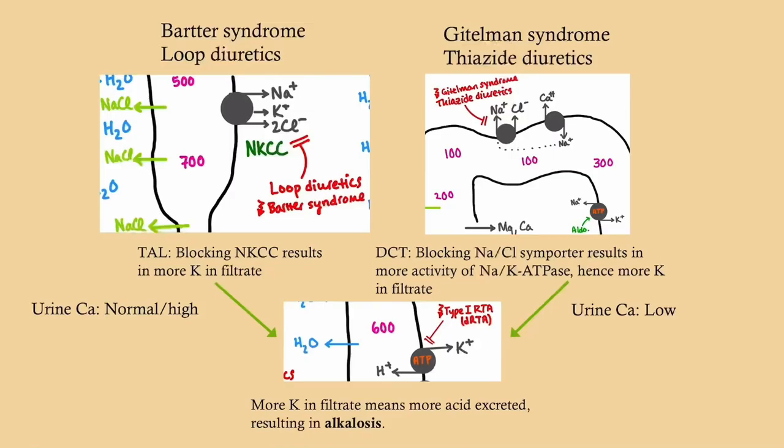So Bartter syndrome and loop diuretics are basically kind of doing the same thing. Loop diuretic is going to inhibit the channel. Bartter syndrome is due to a defective channel. We're talking about the NKCC channel here. That's going to result in more potassium in the filtrate. Remember that the NKCC channel promotes the reabsorption of potassium. As you have more potassium in the filtrate, you will reabsorb a lot of that potassium, and it comes at the expense of acid. So you lose that acid from your blood.